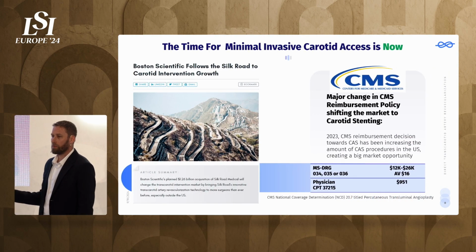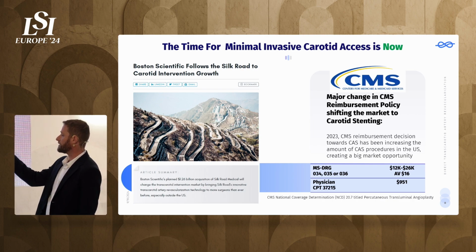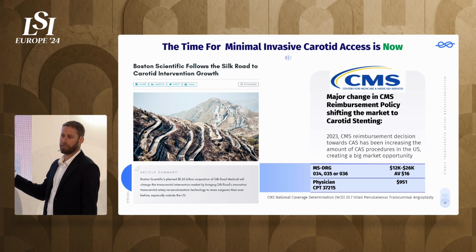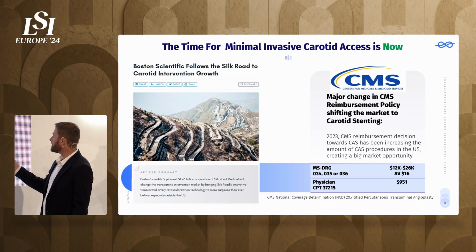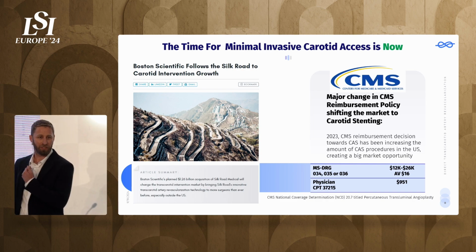We believe that now is the time to approach the direct carotid because there is a high volume transition happening, like Boston Scientific acquiring Pylon Medical. A major change is also occurring at the Centers for Medicare, in the reimbursement centers, reimbursing CAS, carotid artery stenting, as a gold standard alongside surgery.